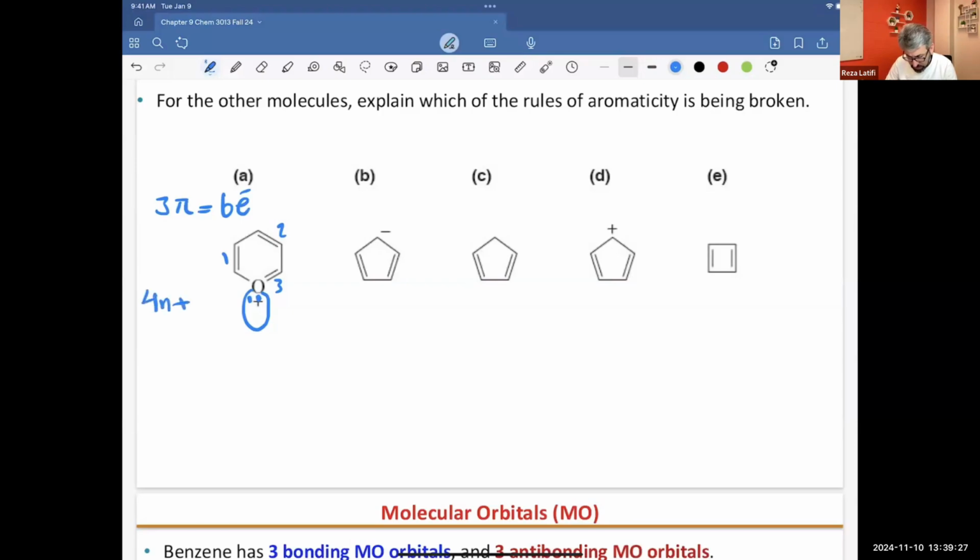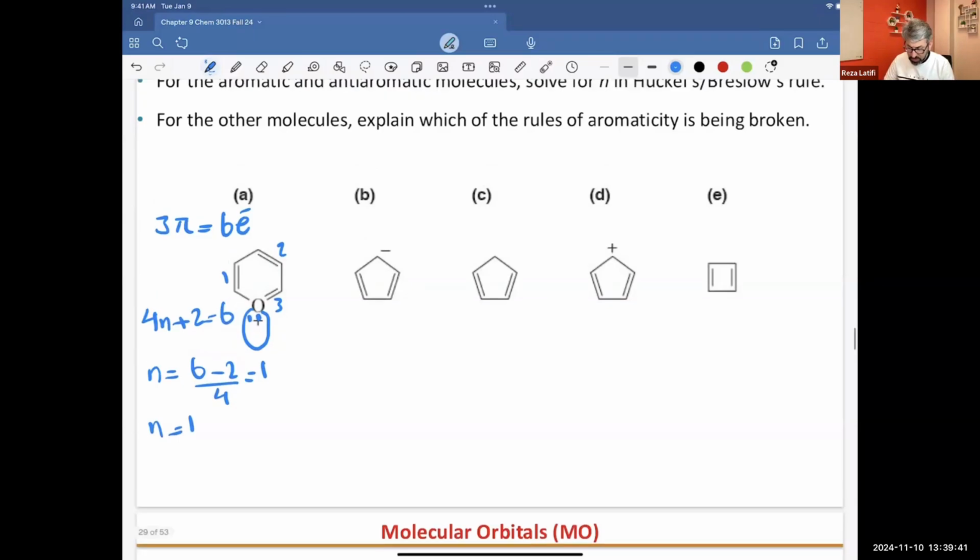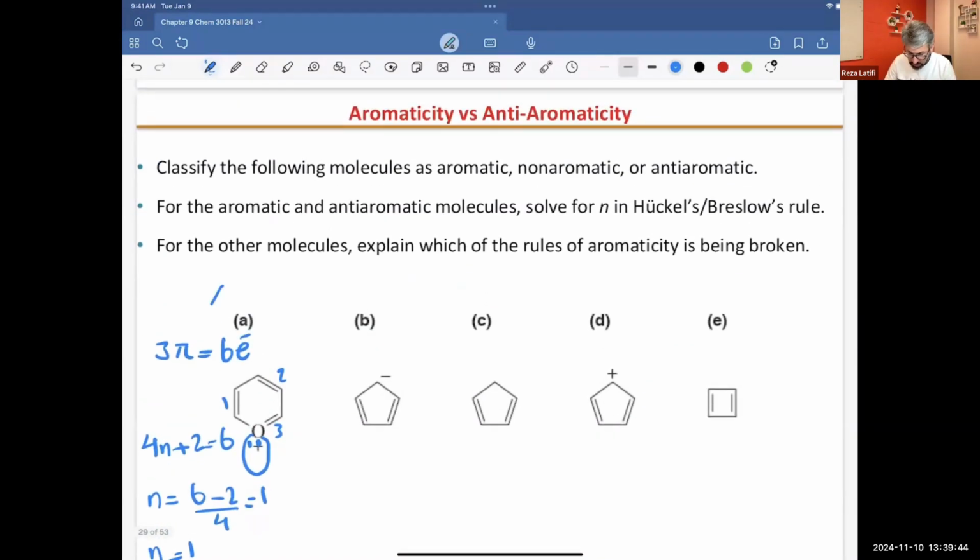So I'm following 4n plus 2, and that's equal to 6. What's going to be the n? It will be 6 minus 2 divided by 4, which is 1. So n is equal to 1, and this molecule will be aromatic.